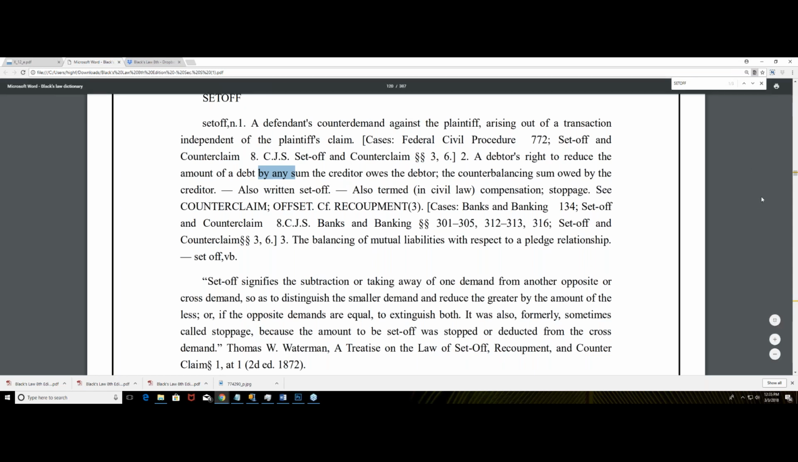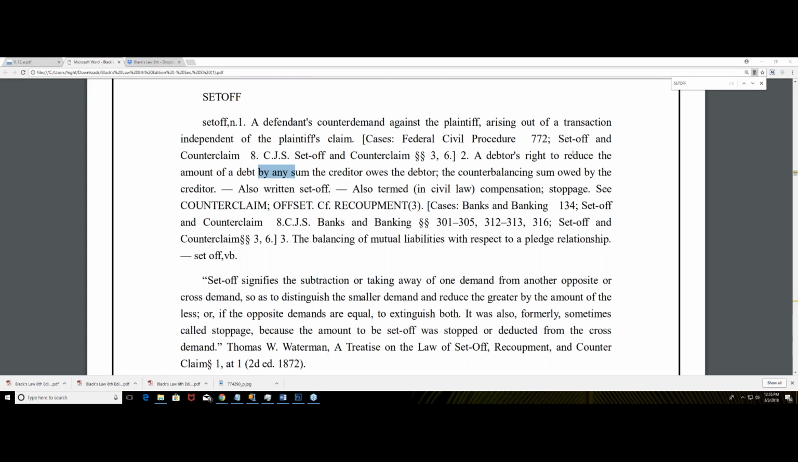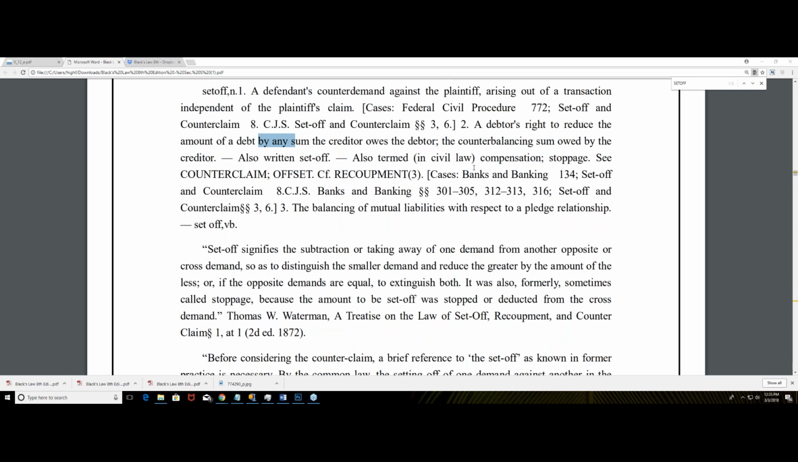Let's pause right here because we're talking about negotiable instruments, and this is very important for you to understand. So I'm going to pause right here, finish reading this definition, and take some questions on this. Now, right here, banks and banking, set off and counterclaim, all right? The balancing of mutual liabilities with respect to a pledged relationship. A pledge is like pawning. I'm going to talk about pledge in a little bit too.